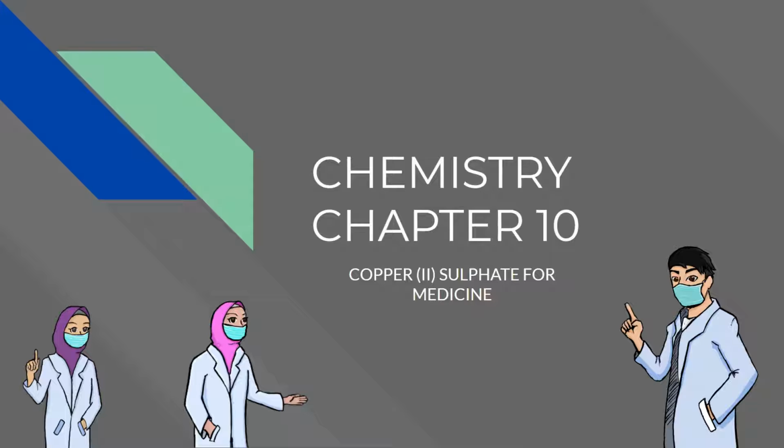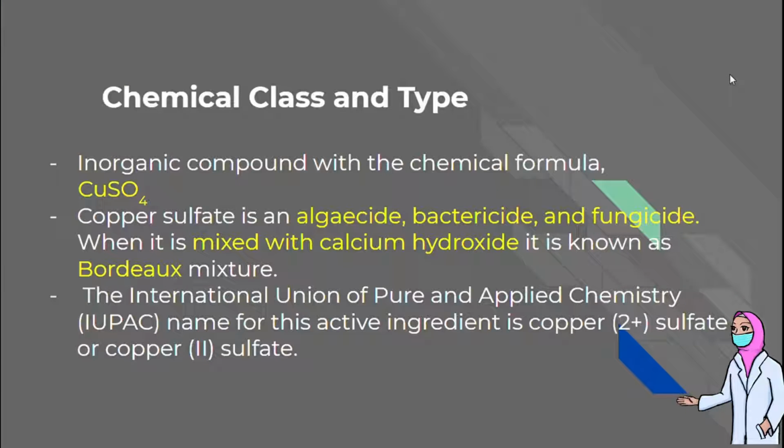And we will be talking about copper 2 sulfate in medicine. The chemical class and type. It is an inorganic compound with the chemical formula CuSO4. Copper sulfate is an algicide, bactericide, and fungicide. When it is mixed with calcium hydroxide, it is known as Bordeaux mixture.